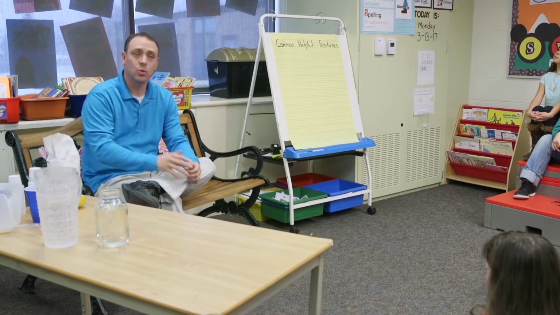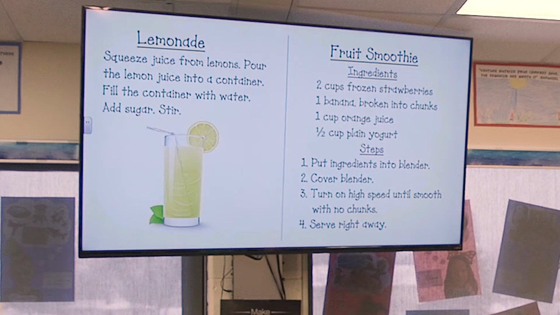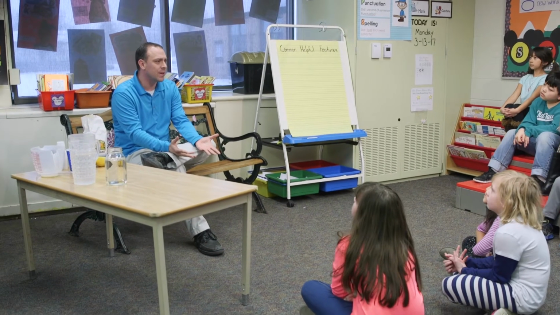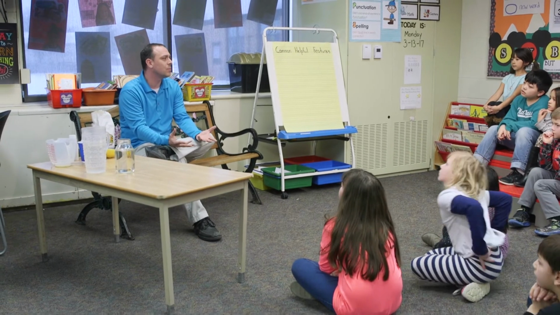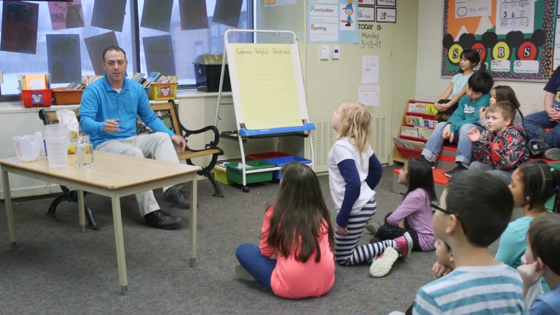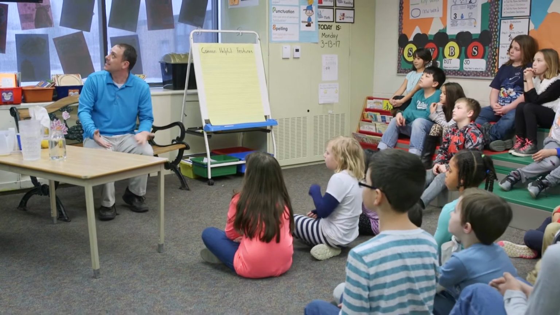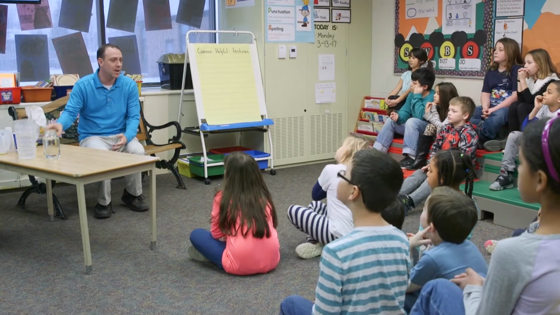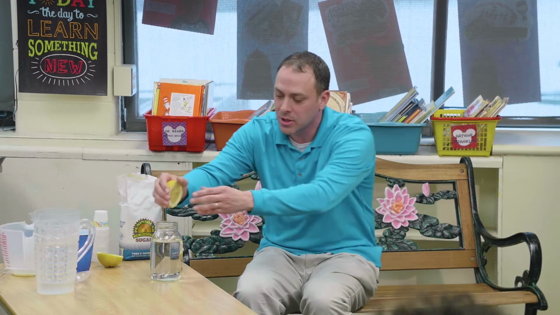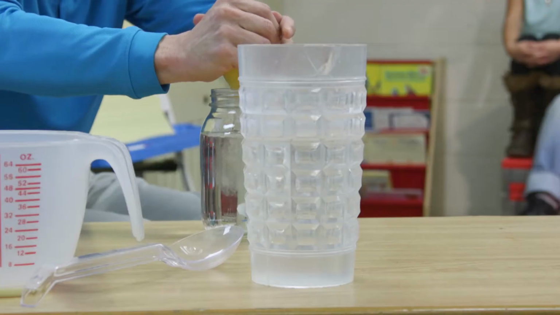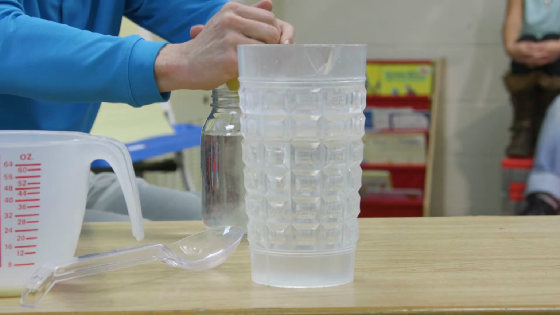So I have two recipes. One's for lemonade and one's for smoothies. So I'm going to try out my lemonade recipe because that's our focus today, is to see if we can make a good lemonade recipe. So when I read it, it says squeeze juice from a lemon. So I have a lemon. And the next part, I already did this so we don't have to go fill it up. It says to pour the lemon juice into the container with water. So I have a container with water. So I'm going to squeeze my lemon juice into it because that's what it says to do.